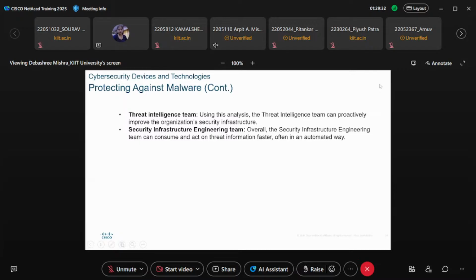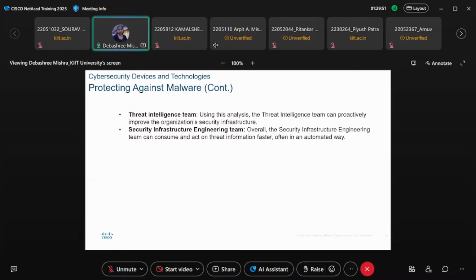The next is your threat intelligence team and secure infrastructure. In the case of a threat intelligence team, they are basically a proactive team which works upon constantly improving the security of the organization, the infrastructure of the organization.